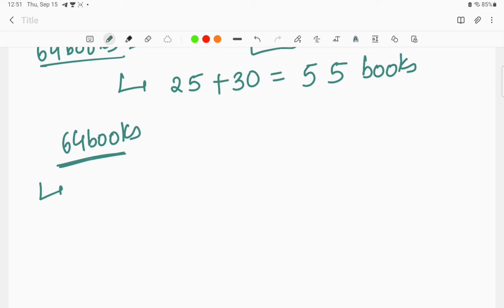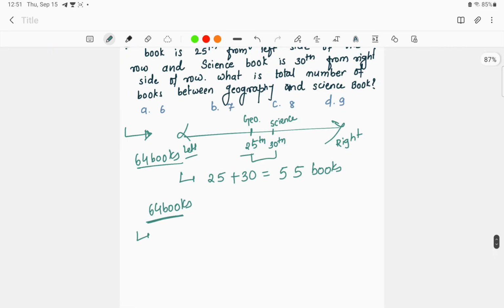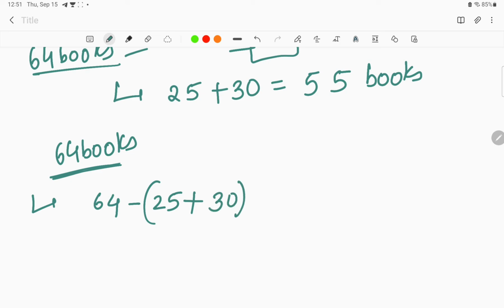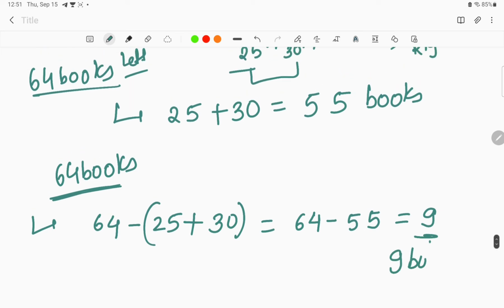For finding the number of books between science and geography, the total number of books is 64. Total number of books minus the position of geography, that is the 25th position, and the position of the science book, that is the 30th position. Sorry, we have done the plus. Here what we will get is 64 minus 55, which is 9. Hence there are 9 books in between them.